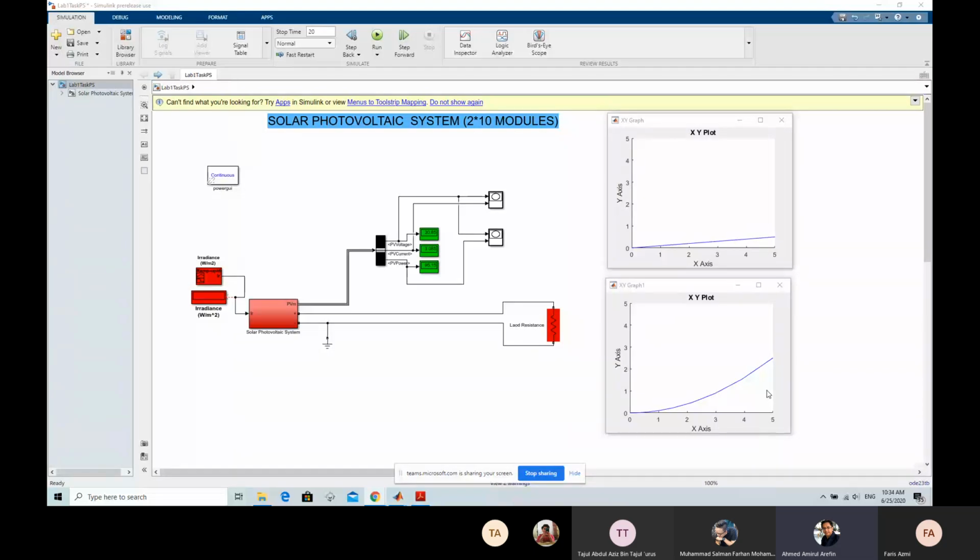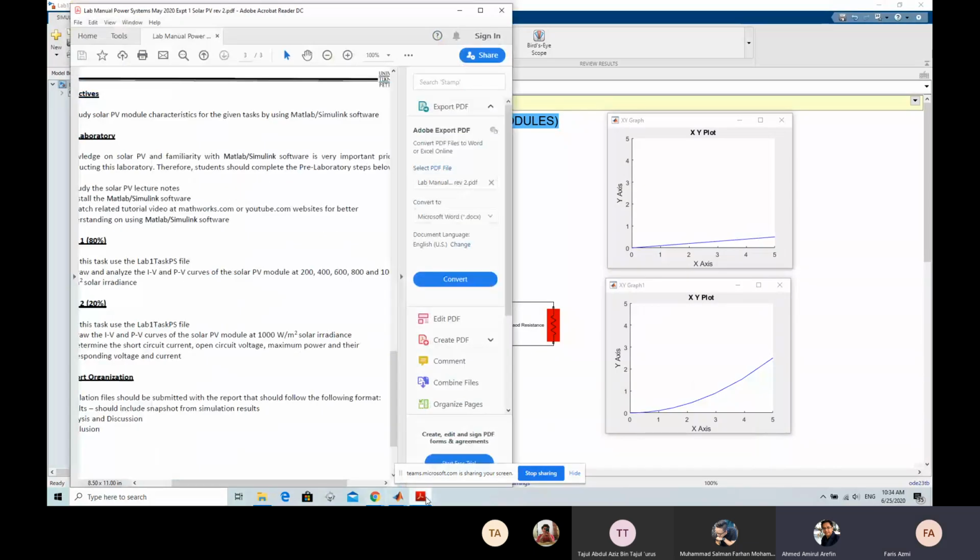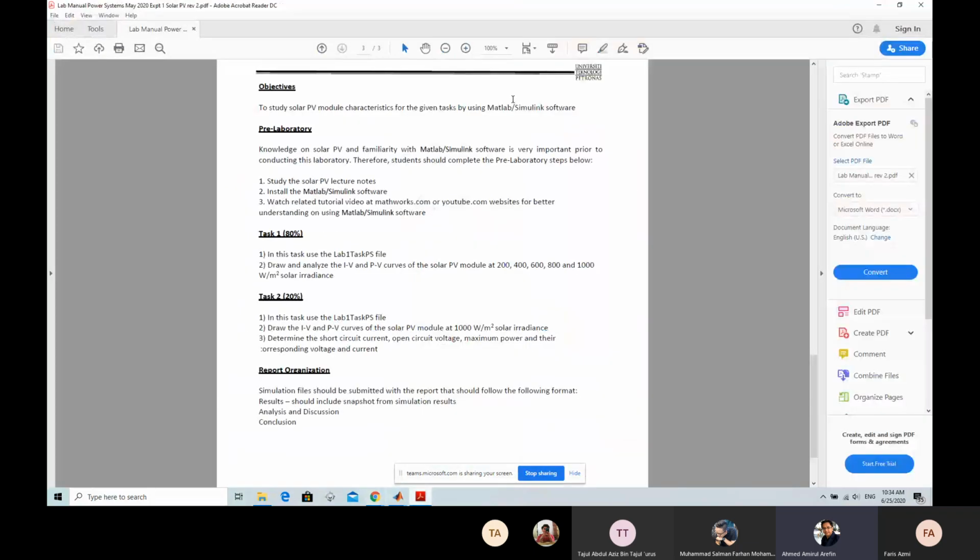Can you open the manual? Yeah, that's great. So basically, this is the first task we have already done. First, we set the signals for different irradiance values: 200, 400, 600, 800, and 1000. And then we analyzed the IV and PV curves. So this is task one, which we already did. Okay, so 80% of this lab is complete.